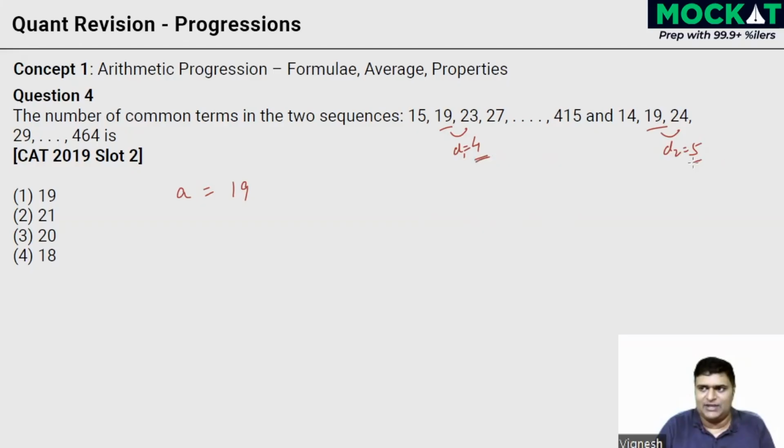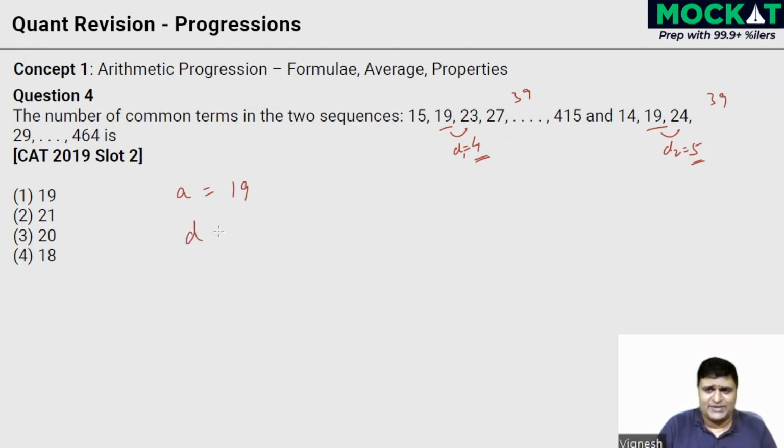What is the LCM of 4 and 5? So 4 and 5 LCM is 20. When I add 20 to this, 19 plus 5 into 4, I'm going to find 39 over here. When I add 19 plus 5 into 4, 4 terms after this, 5, 5, 5, 5, 4 times, if I add it, I am going to find a 39 over here as well in the second sequence.